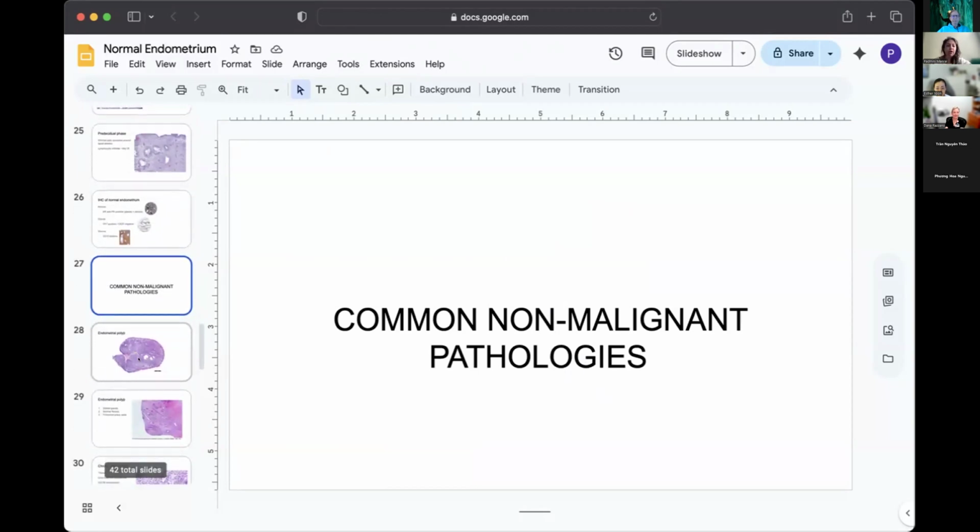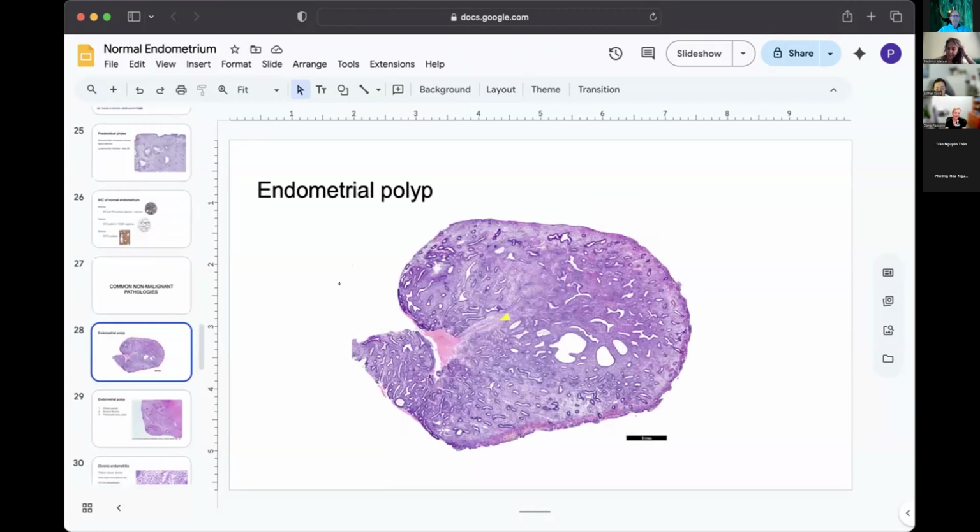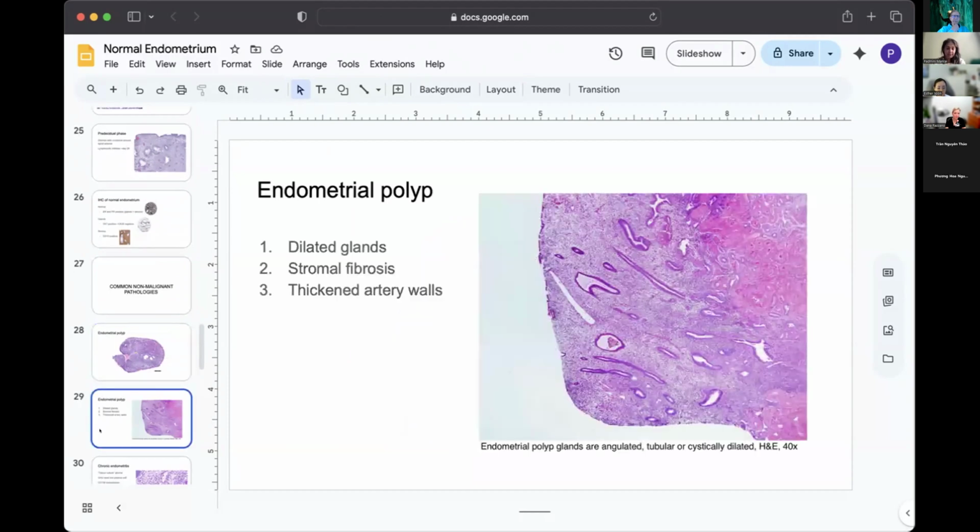Okay, wonderful. So some common pathologies that we see. First is the endometrial polyp. And this is probably one of the more common things that we see. To diagnose an endometrial polyp, you need 3 features. And all 3 have to be there to call it a true endometrial polyp. If you have 2 of them and not 3, then I like to say features of an endometrial polyp, or features suggestive of endometrial polyp.